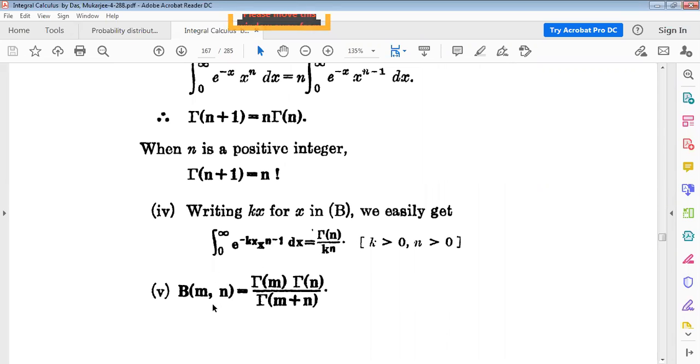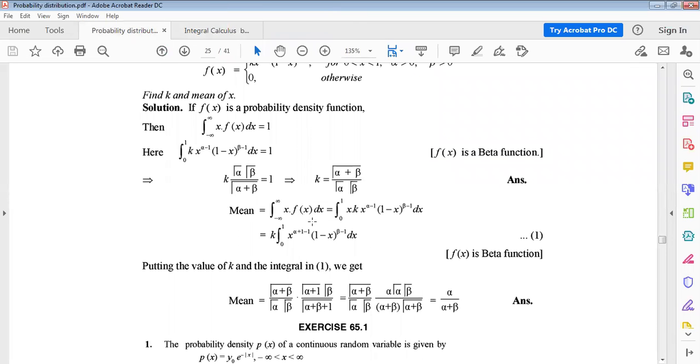So beta(m, n) can also be written as gamma m into gamma n divided by gamma m plus n. This formula was used in our previous example. We have used this formula and this formula also; these two formulas I have used. Beta(m, n) equals gamma m gamma n divided by gamma m plus n, and gamma n plus 1 equals n into gamma n. Remember it. So clear? This is the beta function.